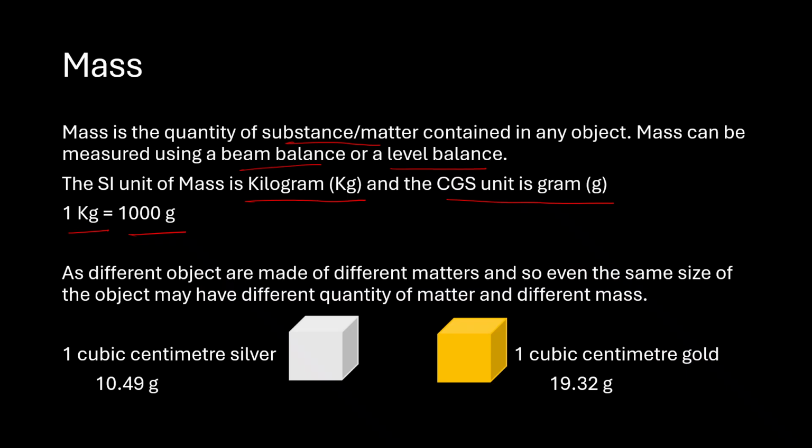Here I have taken the example of silver and gold. I have taken both silver and gold of the same volume, that is 1 cubic centimeter of silver as well as 1 cubic centimeter of gold. But when we measure the mass of these two objects of the same volume, here 1 cubic centimeter, the mass of silver is 10.49 gram, whereas the mass of gold is 19.32 gram.